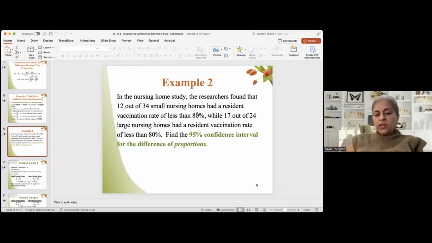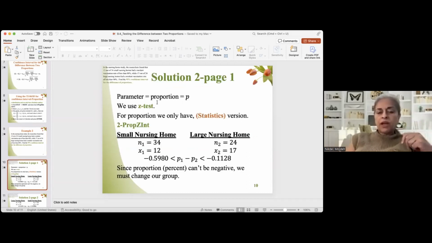So small nursing homes had a resident vaccination rate of less than 80%. That's just the topic of our study. While 17 out of 24 large nursing homes had a resident vaccination rate of less than 80%. So large nursing homes, I call them group 2. This is x2 and n2. We want to find a 95% confidence interval. So we have to use the z-test, the 2-prop z-test.